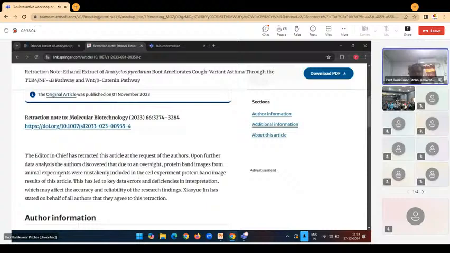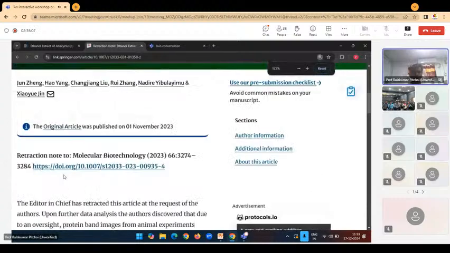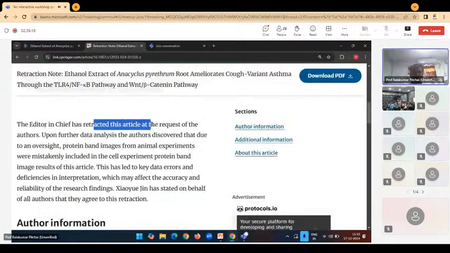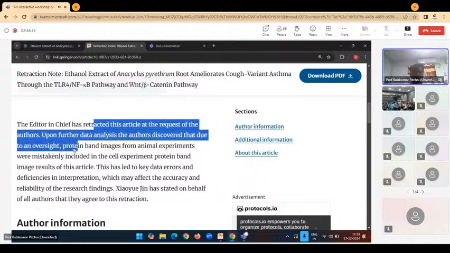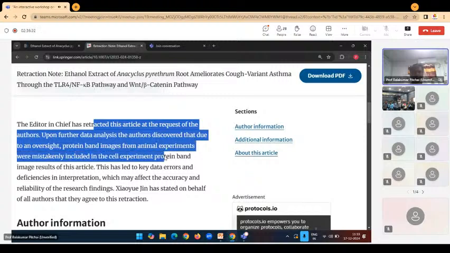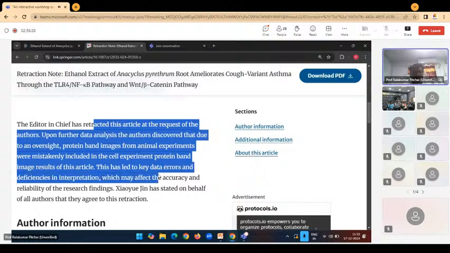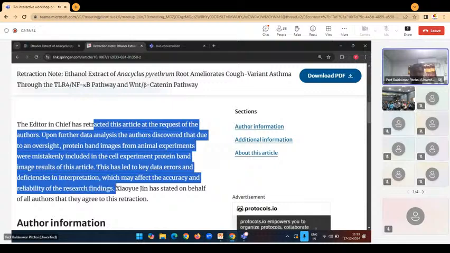Now see here why they retracted it. The editor-in-chief has retracted this article at the request of the author. Upon further analysis, the author discovered that due to an oversight, protein band images from animal experiments were mistakenly included in the cell experiment protein band image result of this article. This has led to a key data error and deficiency in interpretation, which may affect the accuracy and reliability of the research findings. In this case, the authors themselves sent a note to the publisher asking to retract it, saying we mistakenly used images for interpretation. So the reason will also be available in the retraction note.